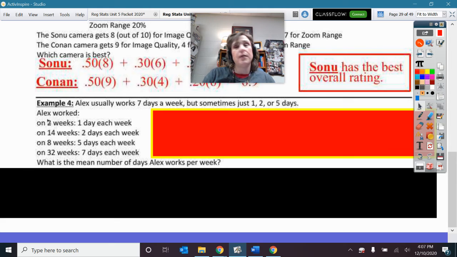So, let's see. How did you say we found average? We add them all up and divide by how many there are. So let's find out the total number of days that were worked and then divide by how many weeks that this represents. And that'll tell us the average per week. Average days per week. So here's what that looks like.